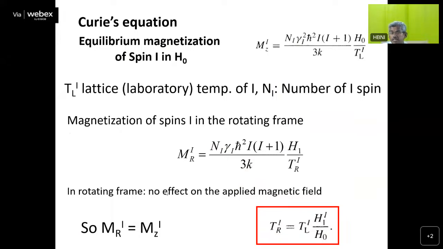But I have already mentioned that in the rotating frame there is no effect of the applied magnetic field. So MI is nothing but MRI. If you equate these terms, the rotating frame temperature of I is given by TL, the laboratory frame temperature of I, into H1I divided by H0. H1I is nothing but coming from the applied radio frequency 90-degree pulse magnetic field H1.